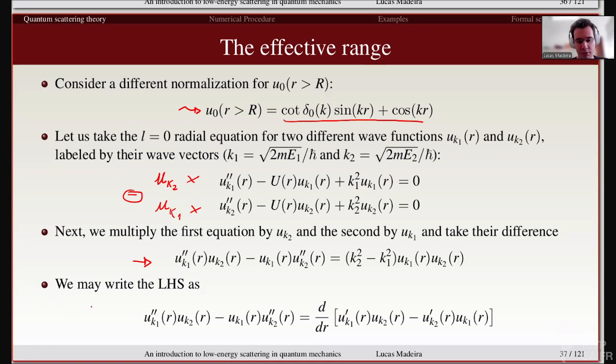We can borrow this from calculus 1, and then write this difference that has a second derivative and the function as the derivative of something that has just the first derivative and the function, okay? So this is just a calculus identity, nothing deep or physical about this. I'm just rewriting those equations, okay?